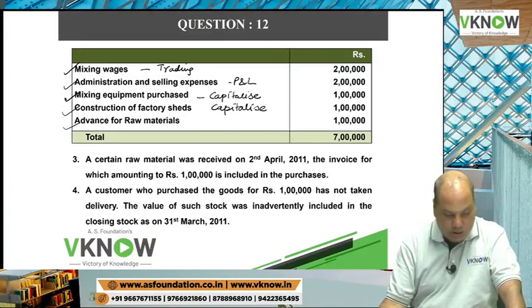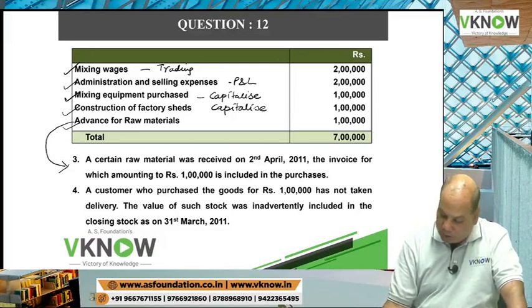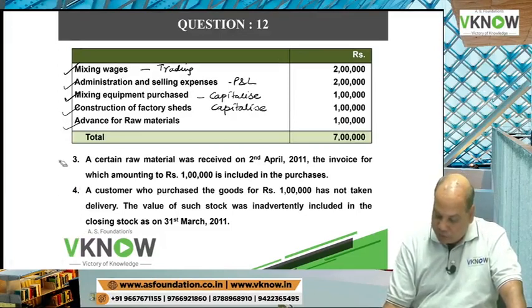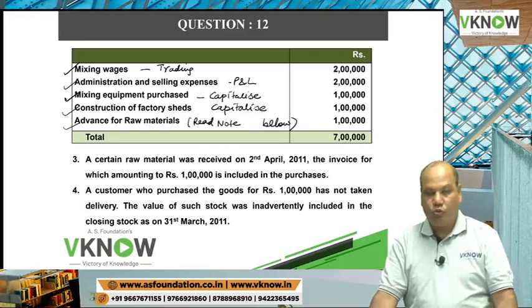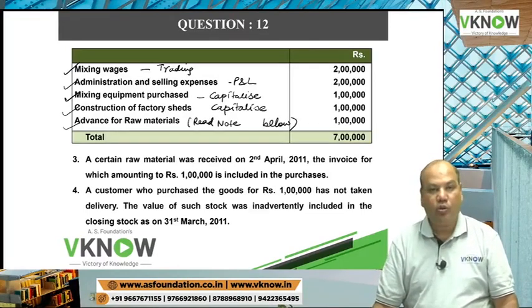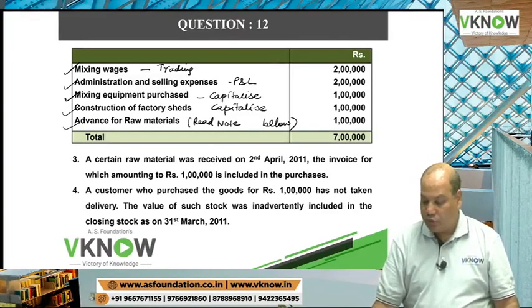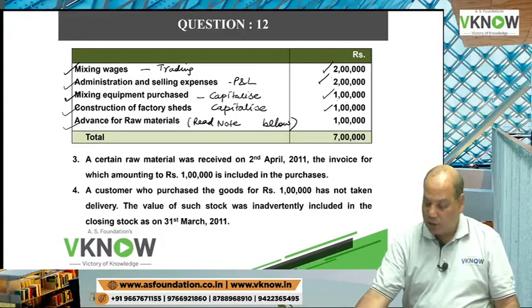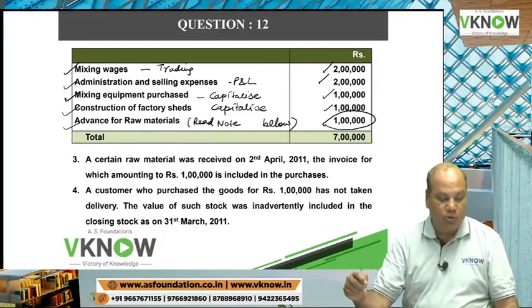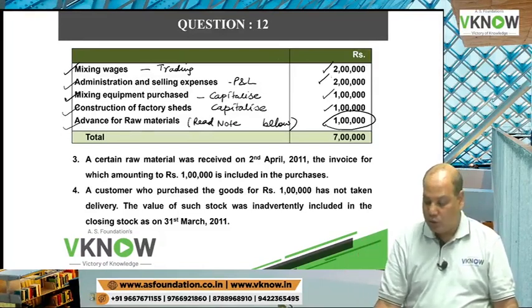Advance for raw material. There is a note given below which is dealing with advance for raw material. So right here, read the note below. So what will you do? 7 lakh rupees you will not transfer to P&L account. 2 lakh trading account, 2 lakh administration account. These two we will capitalize, and for this there is a note below. Only after reading the note can we do anything.